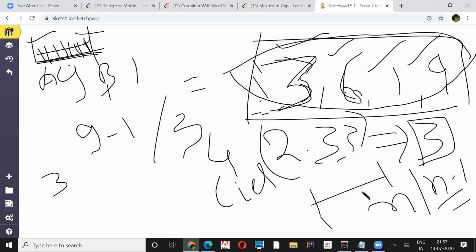No, he's trying to say, so you have this range, right? 9 minus 1 divided by 3. You are taking 3 because you are having 4 numbers, right? So 4 minus 1. So 9 minus 1 will be 8. 8 divided by 3 will be how much? 2.33 something. Yeah.